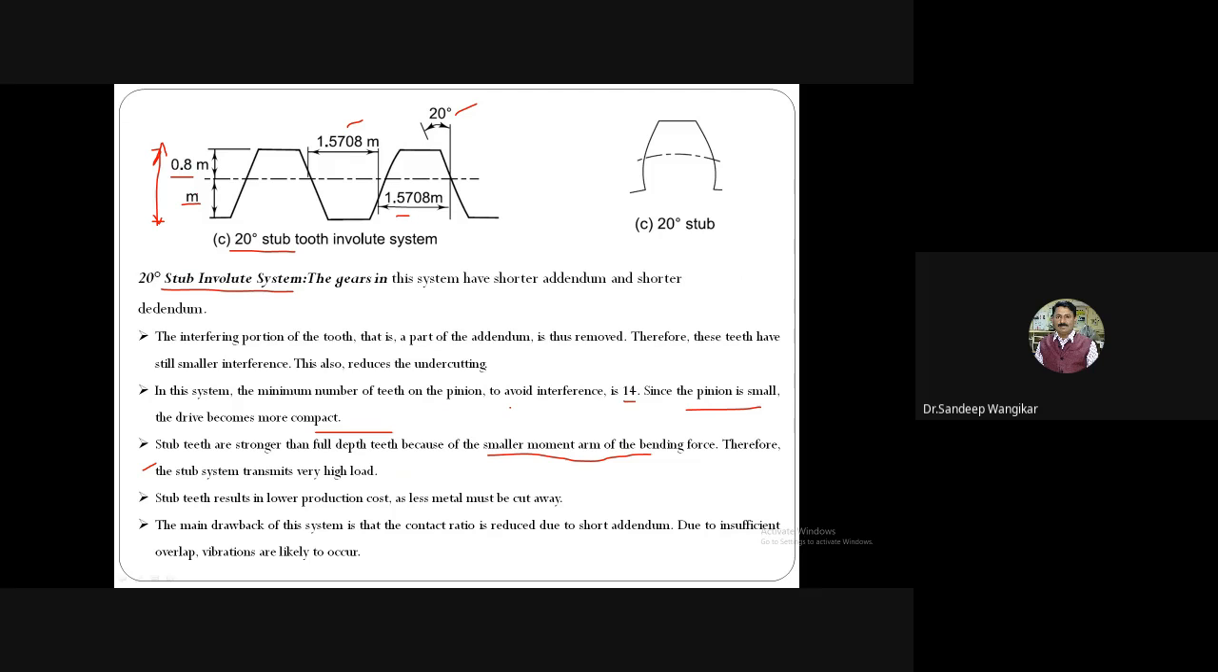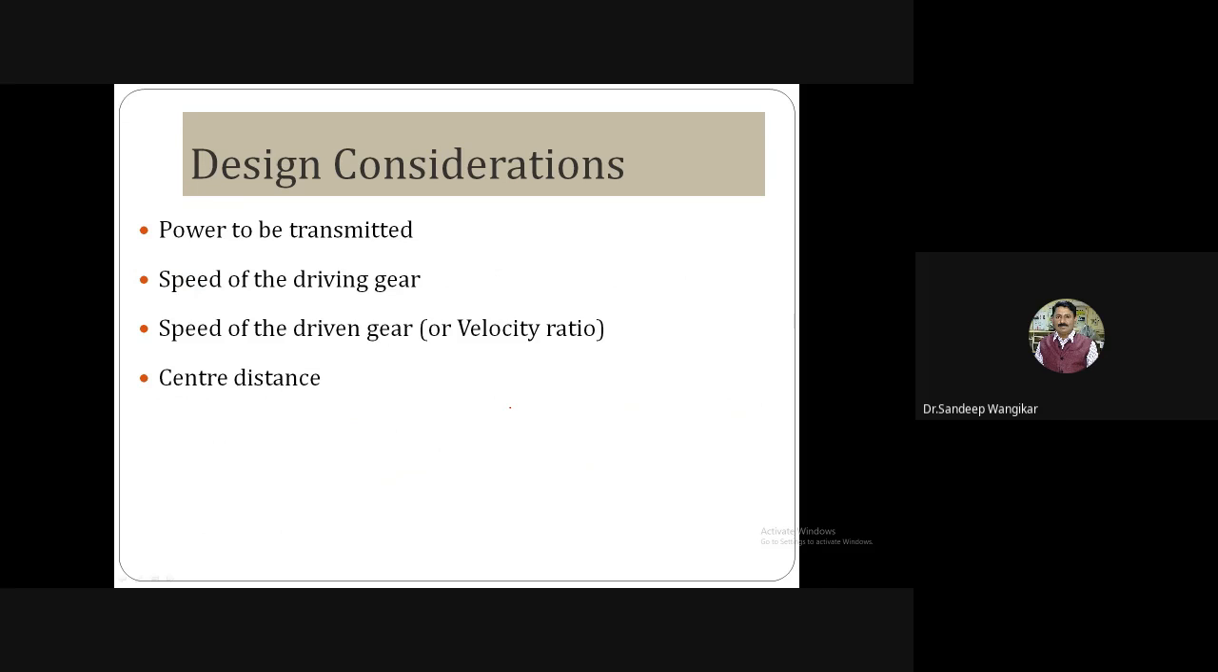Next point is design considerations. If we have to design any gearbox, then the very first part to be taken into account is the design considerations. These are the basic things required for design of any of the gear. So very first part, this is very important: power to be transmitted. How to design a gear? Anybody should know the power to be transmitted. Design a gear pair to transmit 35 kilowatt, 10 kilowatt, 5 kilowatt, 1 kilowatt. So very first consideration is power to be transmitted.